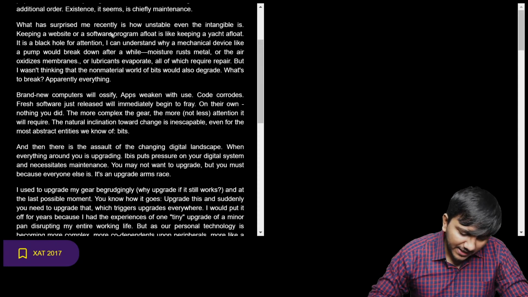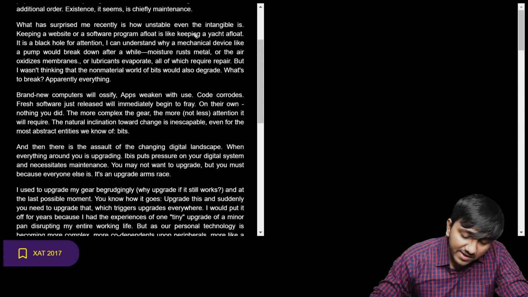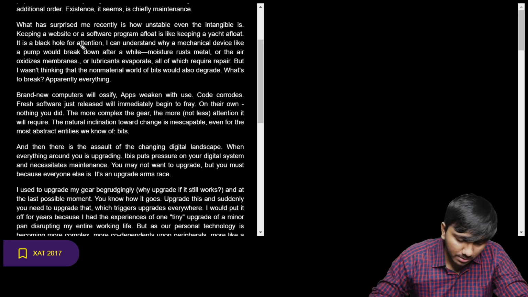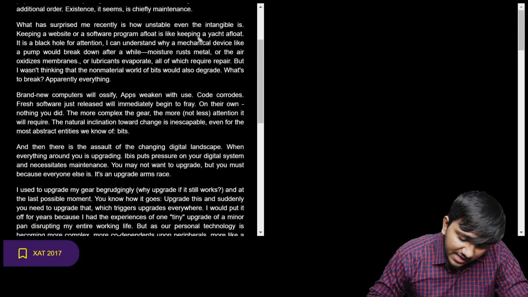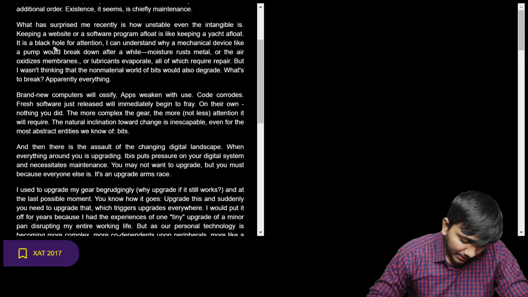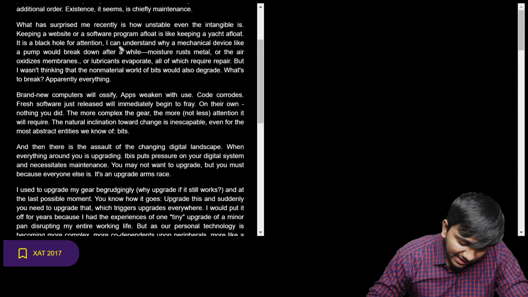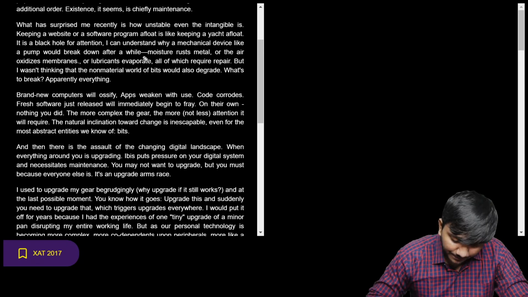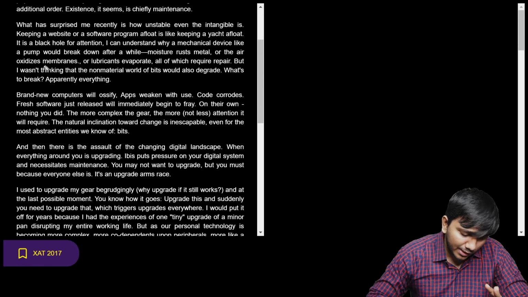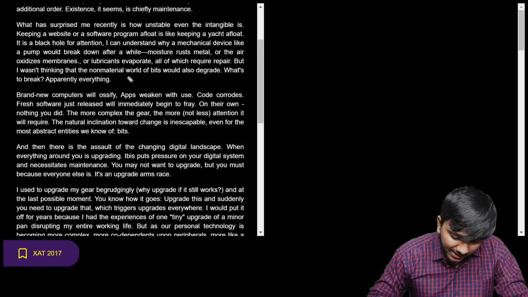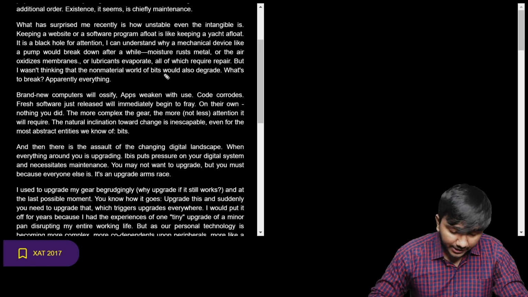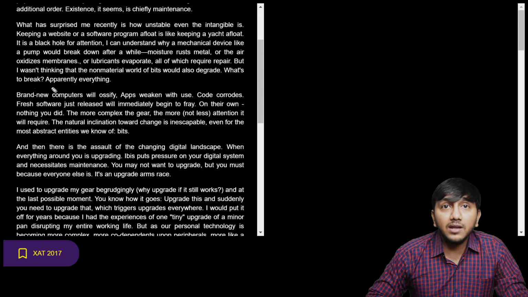What has surprised me recently is how unstable even the intangible is. We spoke about rock and all that, right? Keeping a website or a software program afloat is like keeping a yacht afloat. It is a black hole for attention. I can understand why a mechanical device like a pump would break down after a while. Moisture rusts metal, or the air oxidizes membranes, or lubricants evaporate, all of which require repair. But I wasn't thinking that the non-material world of bits would also degrade. What's to break? Apparently everything.